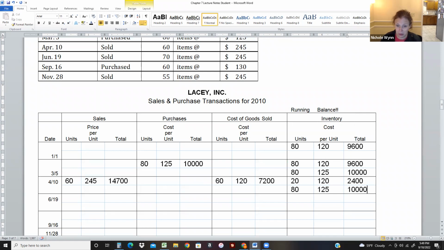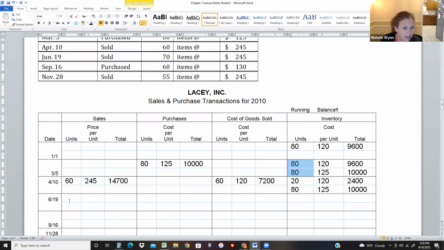Okay. So here I had 160 units on my shelves. I started the year with 80. I bought 80 more. I had 160. I sold 60. So I have 100 left. 20 of them are $120 units. 80 of them are $125 units.